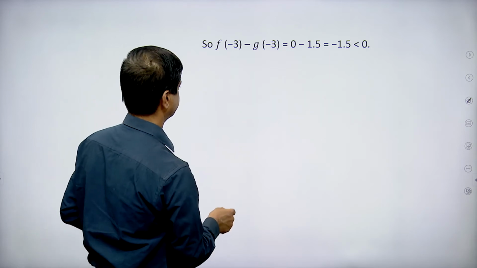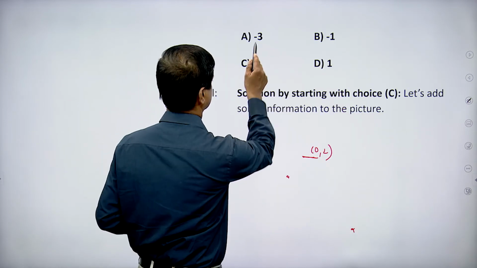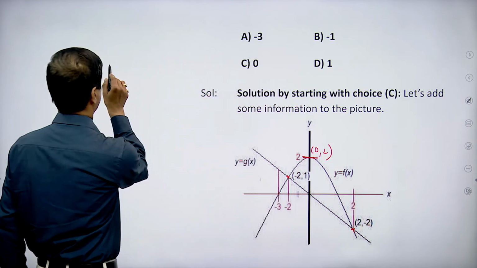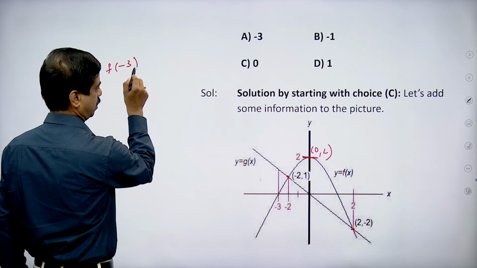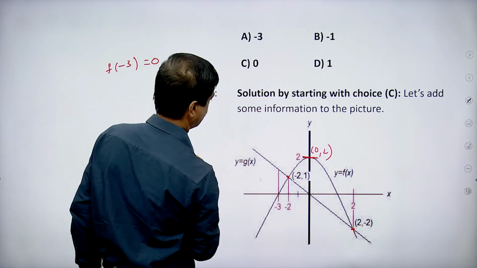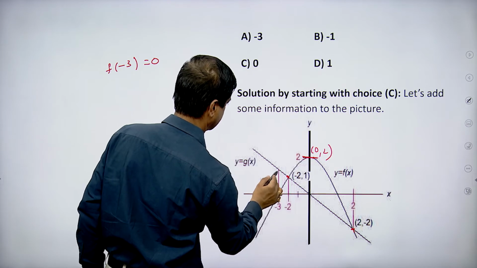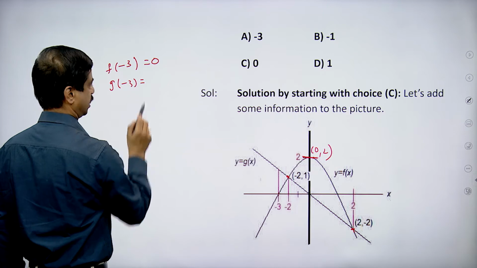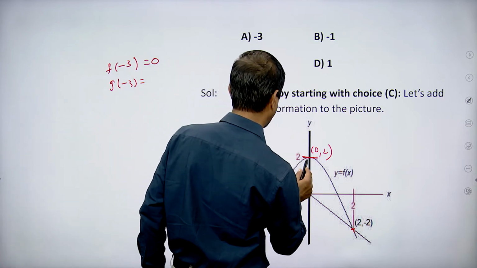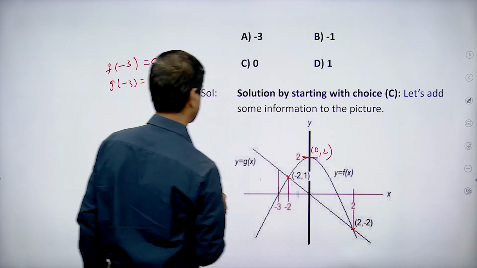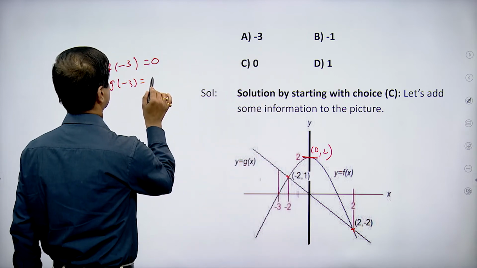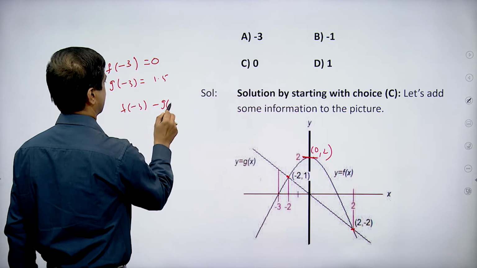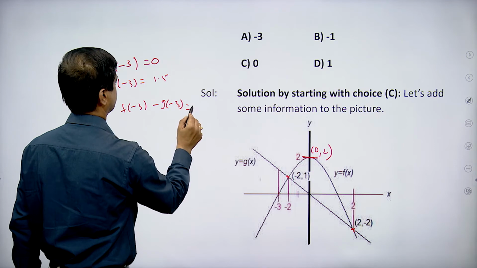So, option A satisfies, means what? You look at this, what is A? Minus 3. So, you take x is minus 3, y is 0. So, f of minus 3 equals 0. Now, g of minus 3, what is g of minus 3? It is somewhere here. G of minus 3 is 1 point something, between 1 and 2, let us take it as 1.5. So, f of minus 3 minus g of minus 3 is 0 minus 1.5.